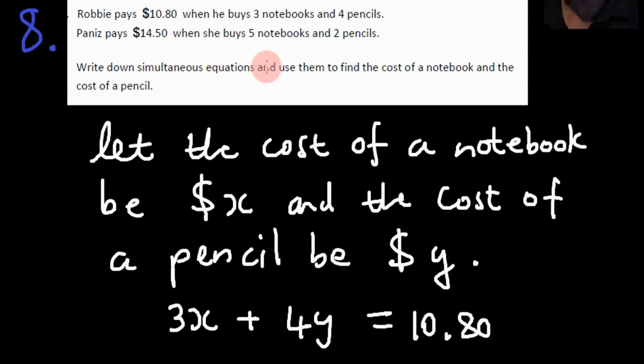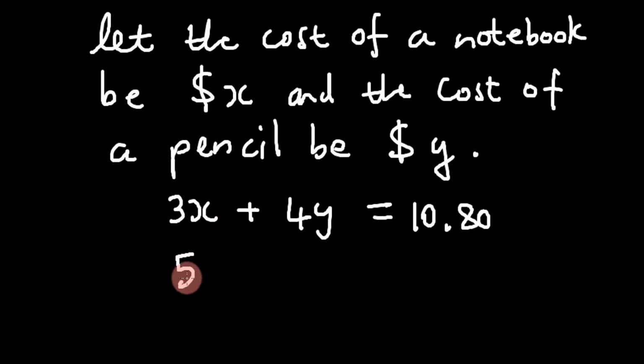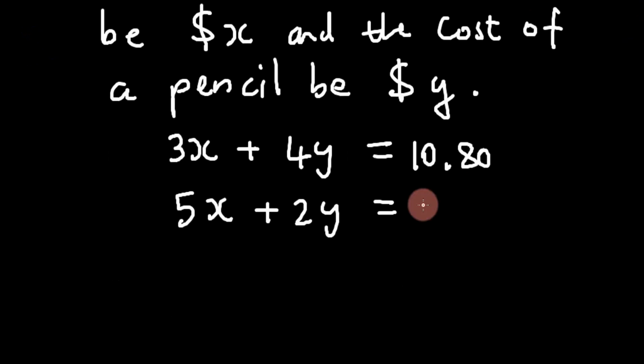Then Denise buys 5 notebooks and 2 pencils. So she'll pay 5 times x for the notebooks, plus 2 times y for the pencils. And we know that this must come to $14.50. So we've set up the simultaneous equations and we need to solve them.